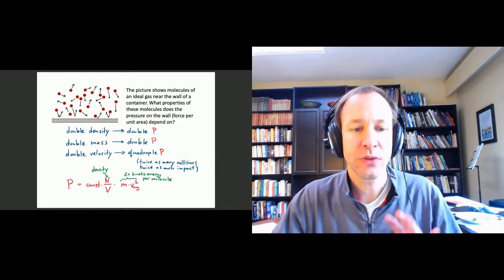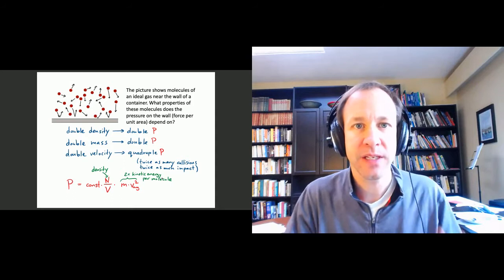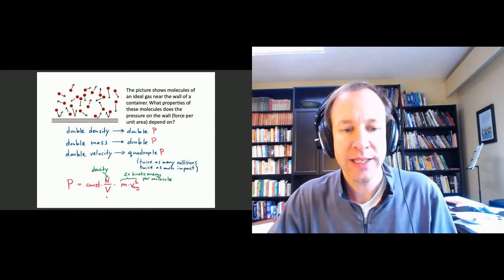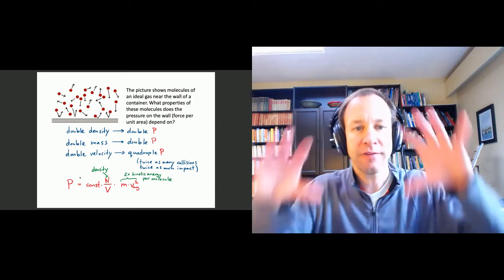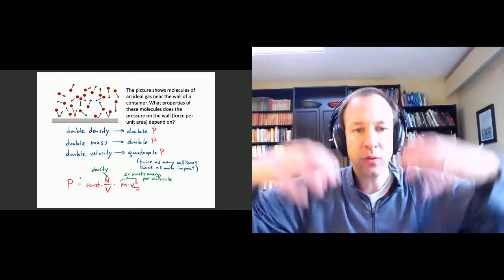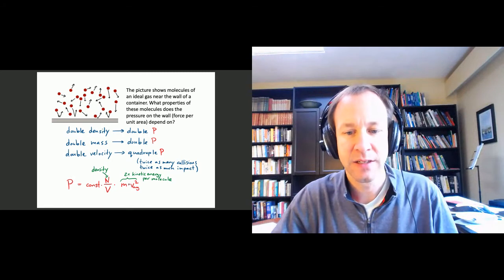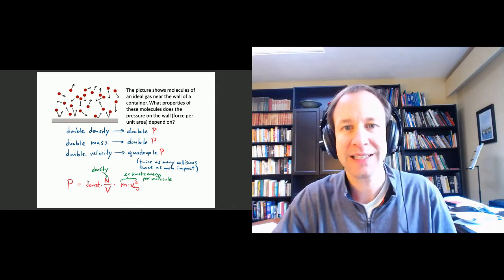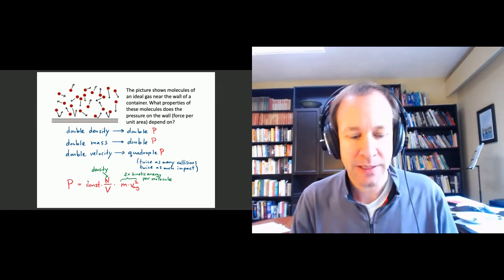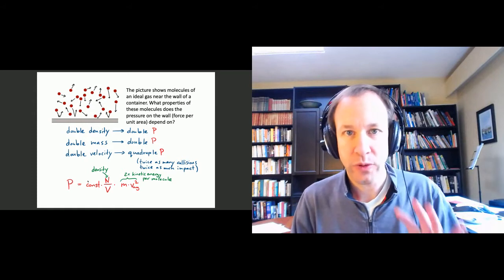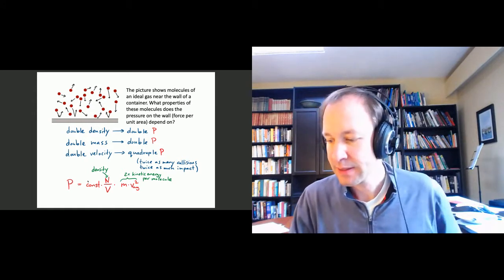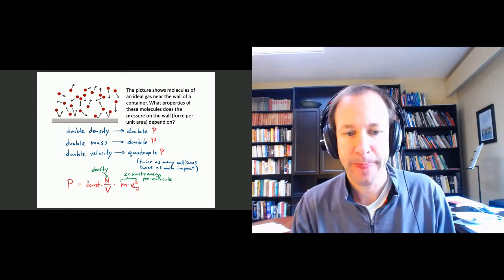Okay. So summarizing everything that we've learned from this microscopic picture, we can say that the pressure of these molecules on the walls of the container is going to be proportional to the density, proportional to the mass, and proportional to the square of velocity. And then there would be some proportionality constant out front of everything. And we'll talk about what that constant is shortly. Okay.